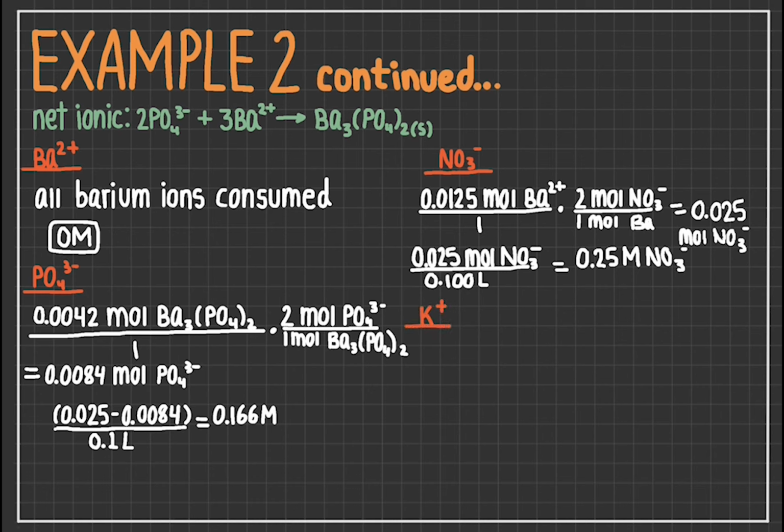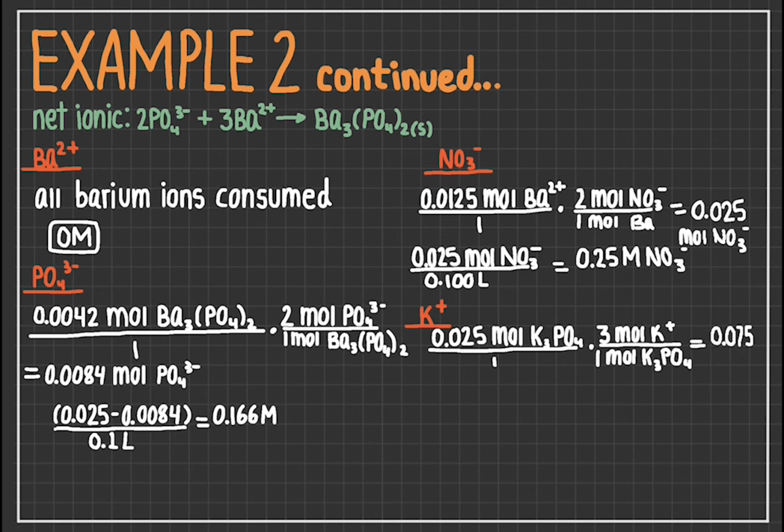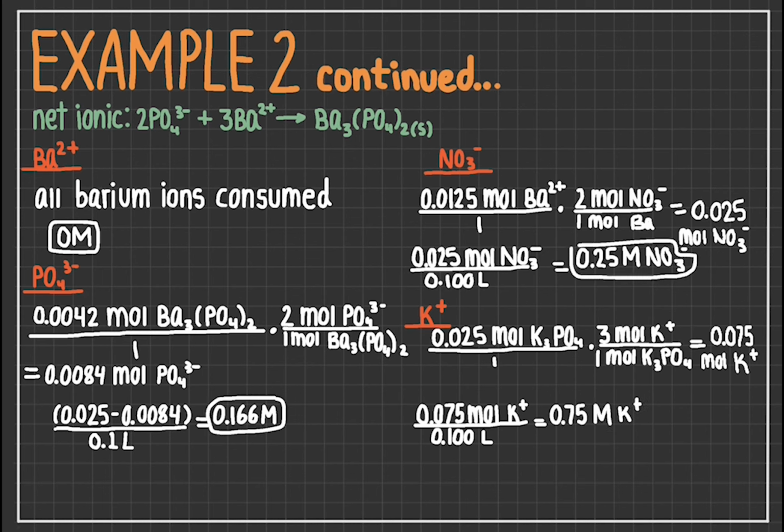And finally, we have the potassium ions. Again, knowing these were spectator ions helps us because all we have to do is divide the original moles of potassium by the new volume because we know none of the potassium turned into the solid barium phosphate. We had 0.025 moles of potassium phosphate, so that's 3 moles of the potassium ion per every 1 mole of the potassium phosphate, giving us 0.075 moles of the potassium ion. 0.075 over 0.1 liters gives us a molarity of 0.75 for the potassium.